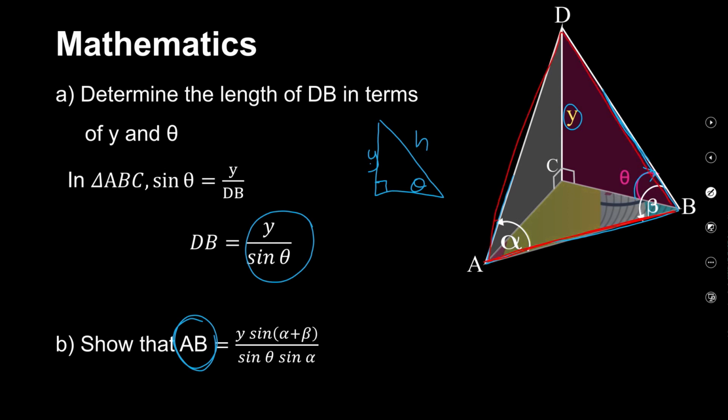And in here, we already have that, and we already have that, and we've just found this side DB, which means we've got two angles, and we've got a side, we've got one matching pair of angles inside, which means definitely we can use the sine rule to solve it.